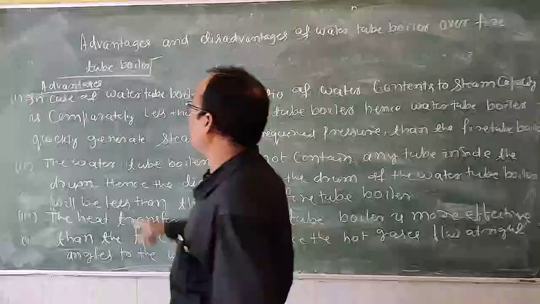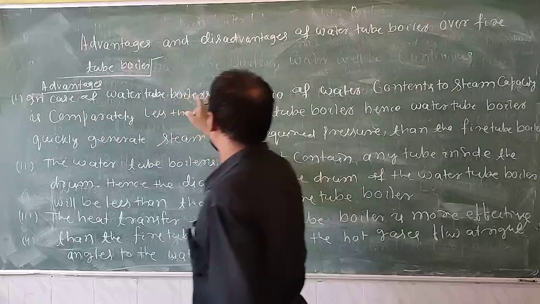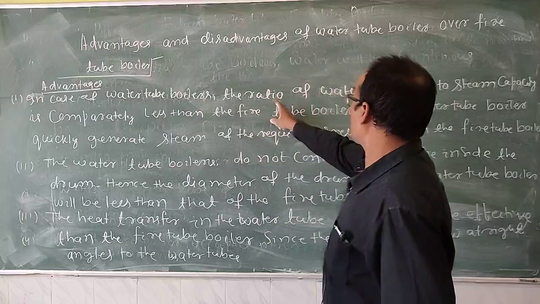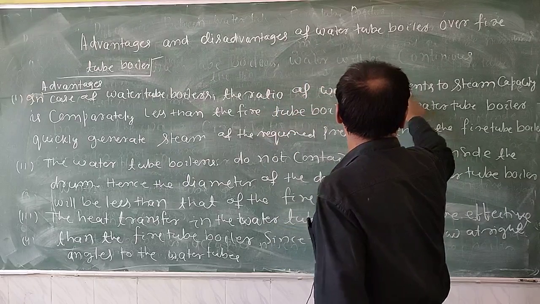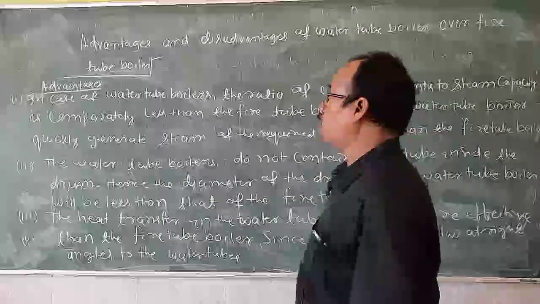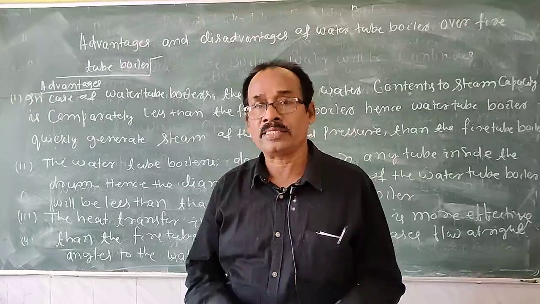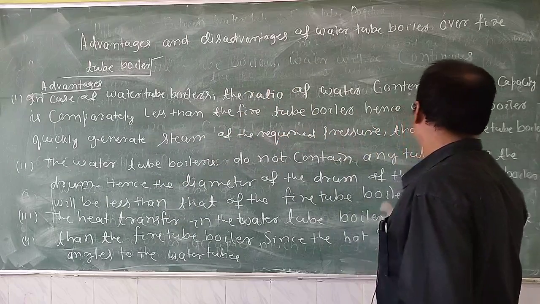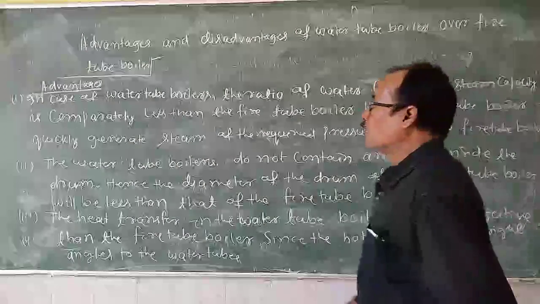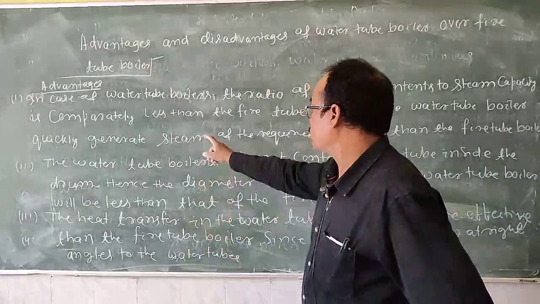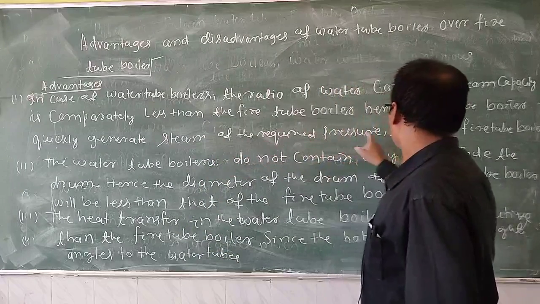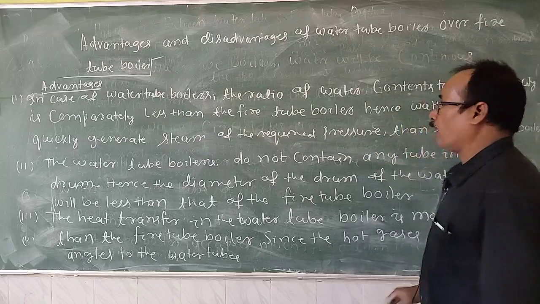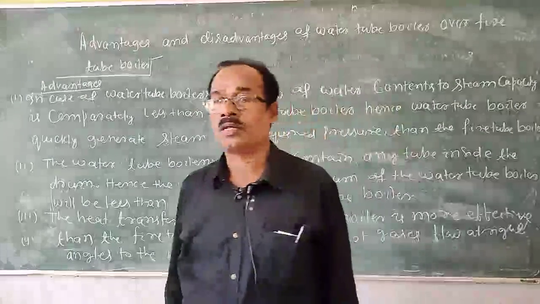First one is, in the case of water tube boilers, the ratio of water content to steam capacity is comparatively less than the fire tube boiler. Hence, a water tube boiler quickly generates steam of the required pressure than the fire tube boiler.